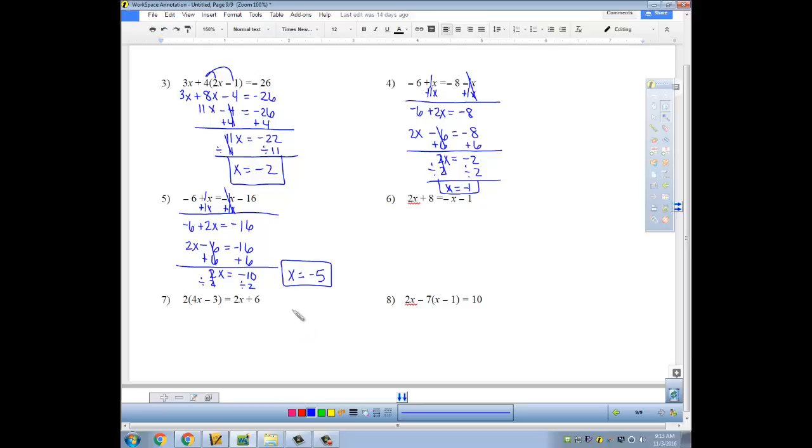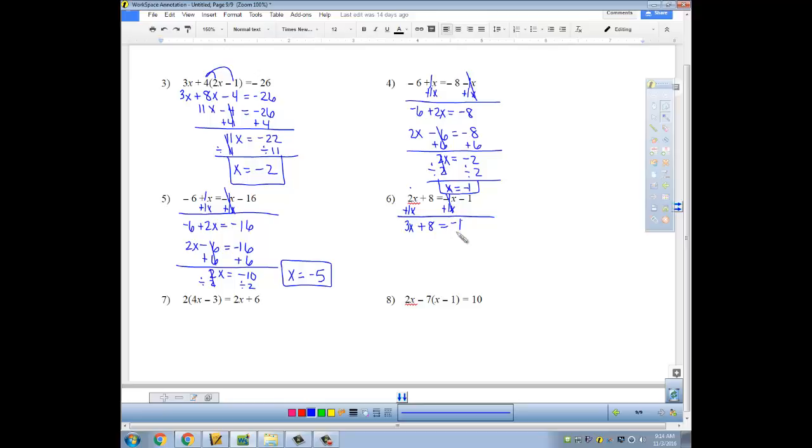Okay, number 6, I can't simplify anything on either side, so I find the smallest variable. I have a 2x and negative 1x. Negative 1x is smaller, so I'm going to add it to both of my x's. 2x plus 1x is 3x. Bring down the plus 8. This is gone. Bring down negative 1.